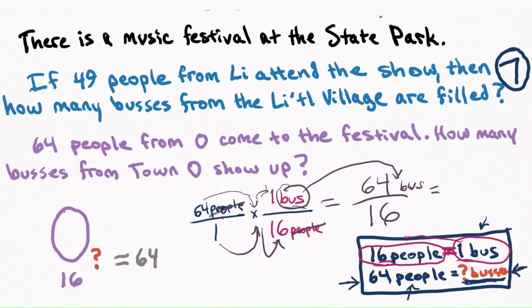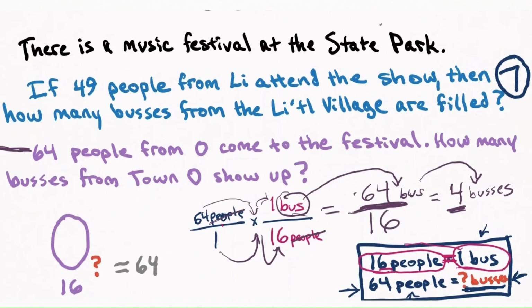Now how many is that? So 64 divided by 16 is going to be 4. And that's just because I'm the one that wrote these questions, so I know it's 4. But if you couldn't figure that out in your head, it's okay. It's not that you're bad at math, it's just that I already set this problem up. But you can just punch into your calculator 64 divided by 16, and you're going to get 4. 4 what? 4 buses. So if 64 people from town O come to the festival, how many buses from town O show up? Well, 4, silly.